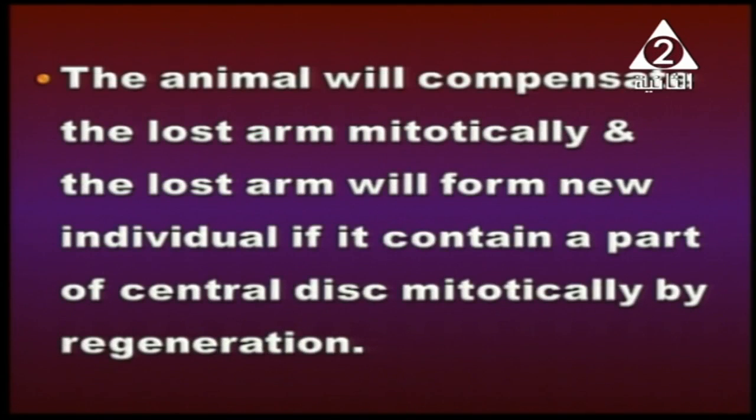The starfish loses one of its arms. The animal will compensate the lost arm mitotically, and the lost arm will form a new individual if it contains a part of the central disc, mitotically by regeneration.